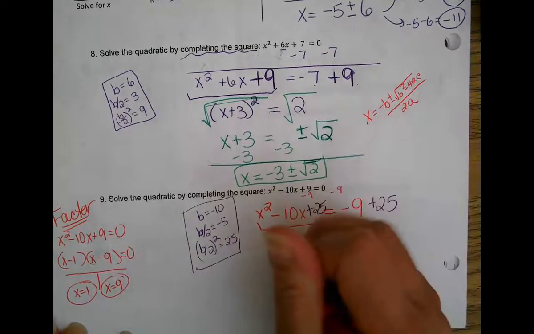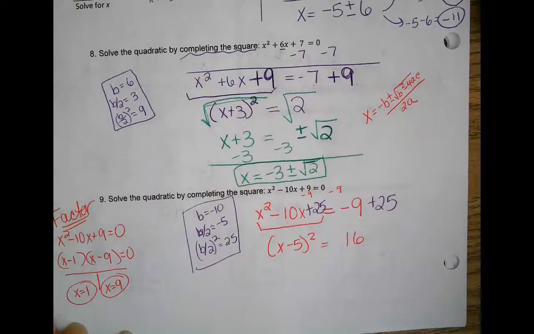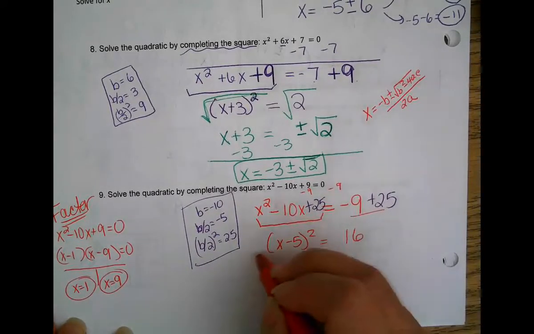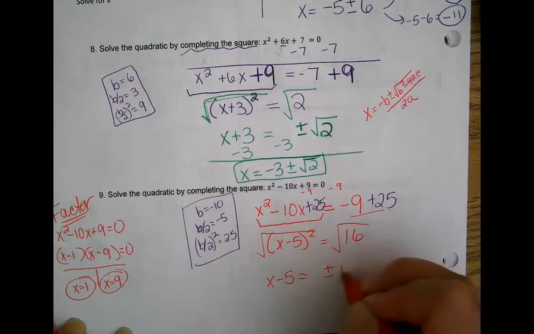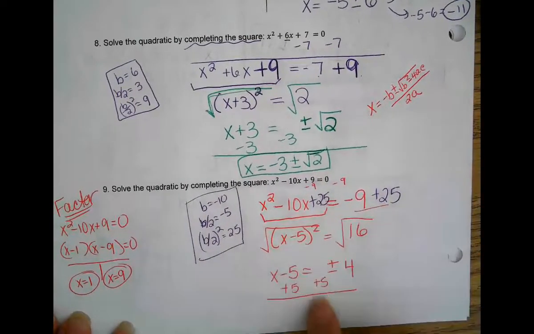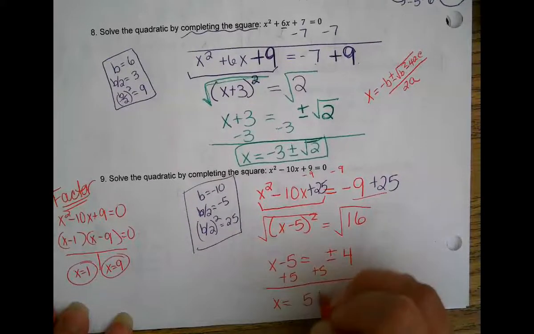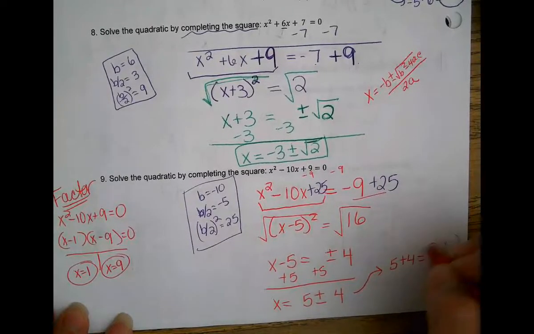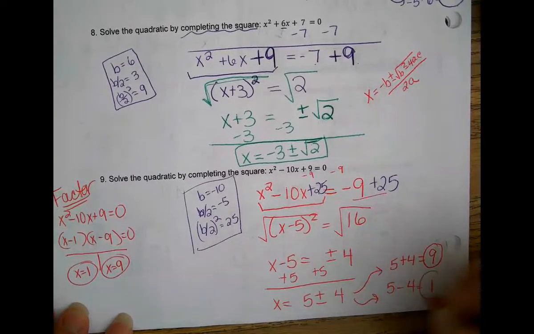This side we'll rewrite to say x minus 5 all squared equals 16. Negative 9 plus 25 combined is 16. And then we take the square root of both sides. x minus 5 equals plus or minus 4. Add 5 to both sides. And again, that always sneaks in front of your plus minus sign. x equals 5 plus or minus 4 tells me 5 plus 4 is 9. 5 minus 4 as the second answer is 1.